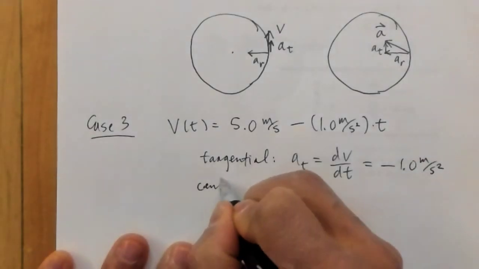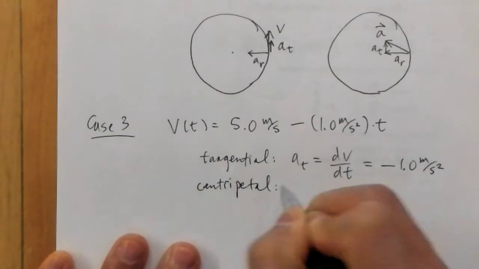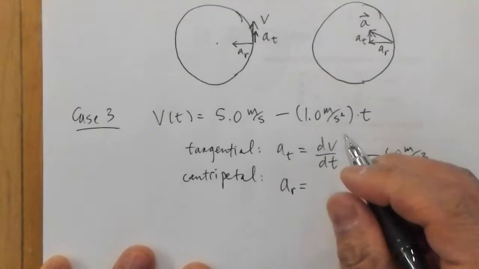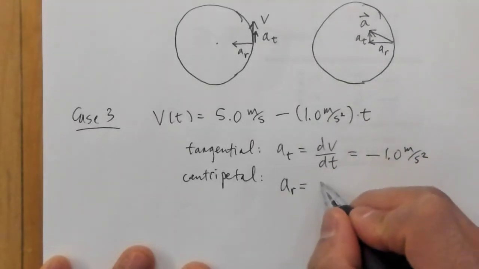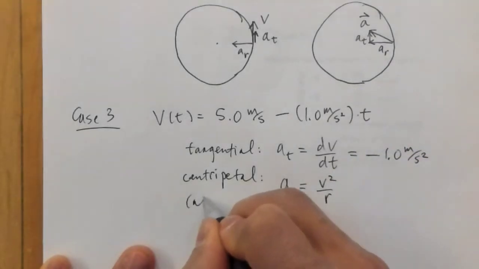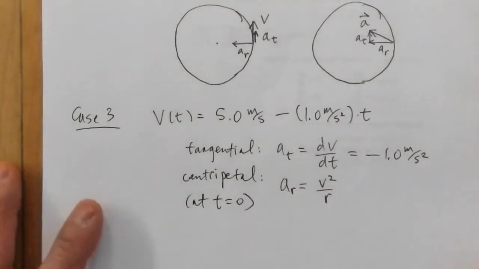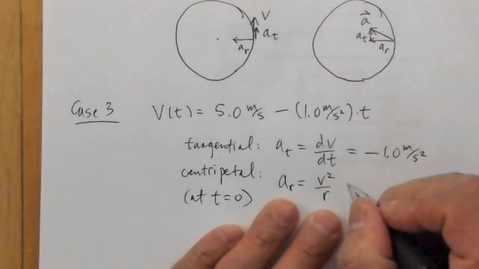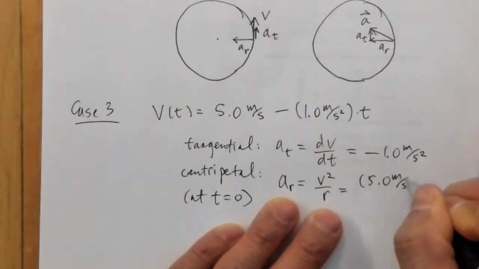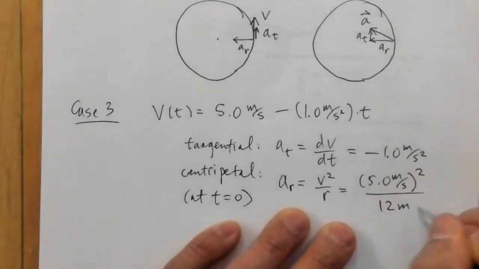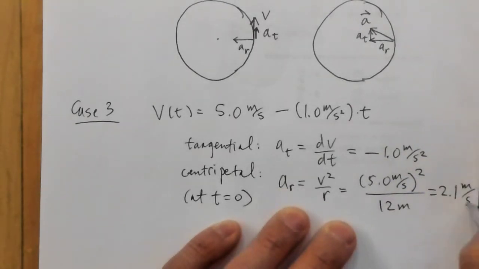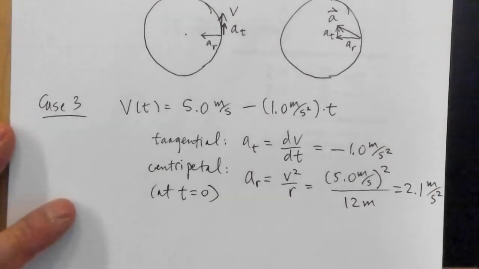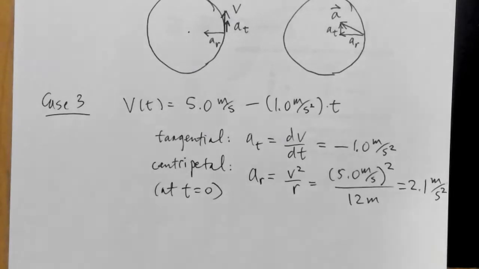And then we have the centripetal, which will be AR or AC, whatever you want to call it. It will be v squared over r, and this is at time t equals 0. That's what the problem asked. So at t equals 0, we just drop this, and we get the same answer: 5.0 meters per second, squared, divided by 12 meters, and we get 2.1 meters per second squared. Any questions about that?